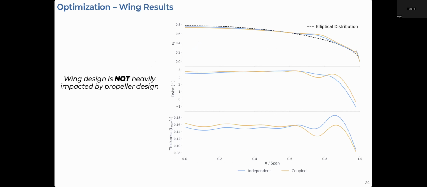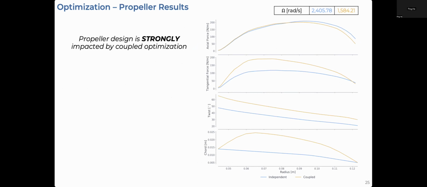The results show that the wing design is not heavily impacted by the propeller design. So here we see in blue is the independently optimized design for the wing, and in orange is coupled. And overall, the top part of the graph, the coefficient of lift along the wingspan, is similar between the two cases, and the twist and the thickness are also quite similar, with only minor oscillations in the coupled case.